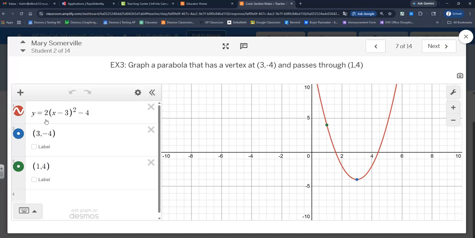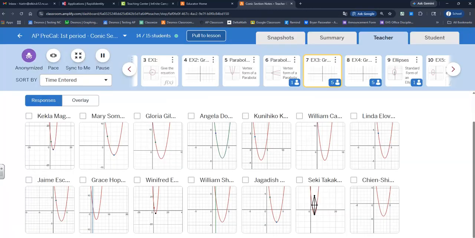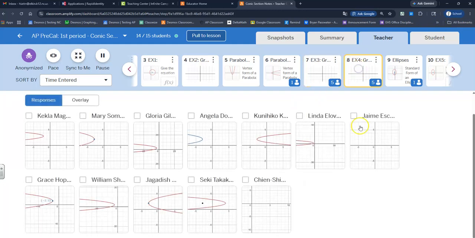So questions on that one? Looks like most of you got that one there. Those look pretty good. Let's see what we got over here.